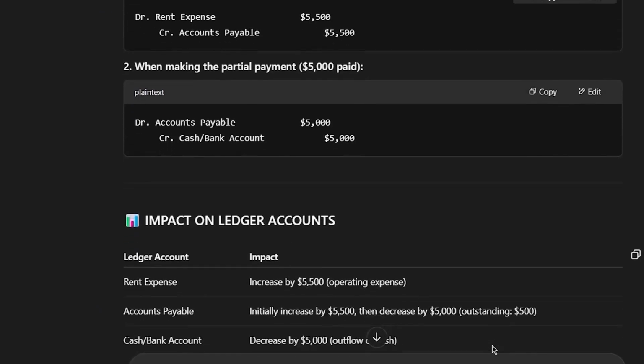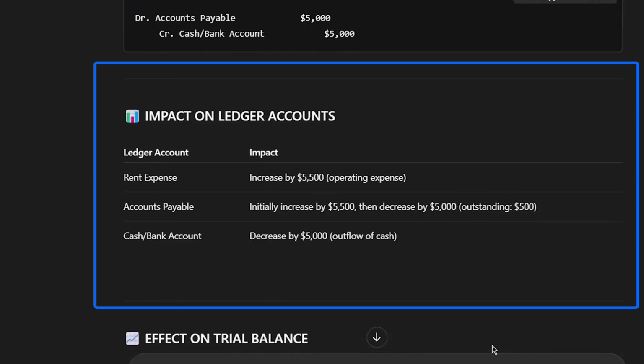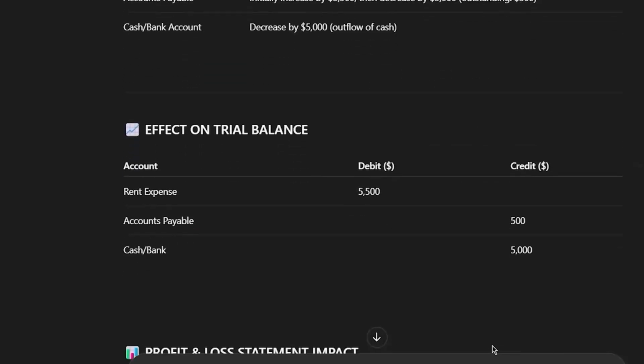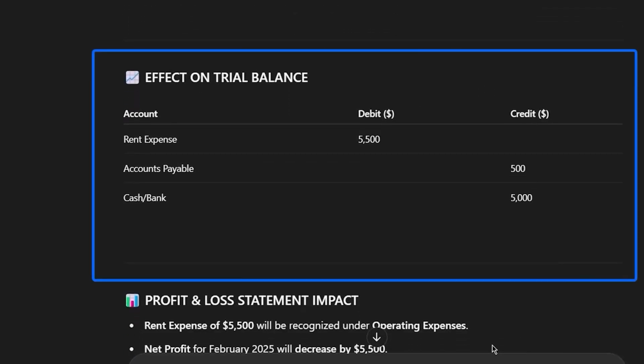Next, it breaks down the impact on the ledger accounts. It explains that rent expense increases by $5,500 as an operating cost. Bank or cash decreases by $5,000, an outflow of money, and accounts payable increases by $500, showing that part of the rent is still due. Each impact is matched with the account name, amount, and direction of movement. From there, ChatGPT moves to the trial balance. It lays out the same entries in debit and credit format, confirming that debits equal credits, $5,500 on both sides. This reassurance helps users understand that the entry is complete and the books stay balanced.